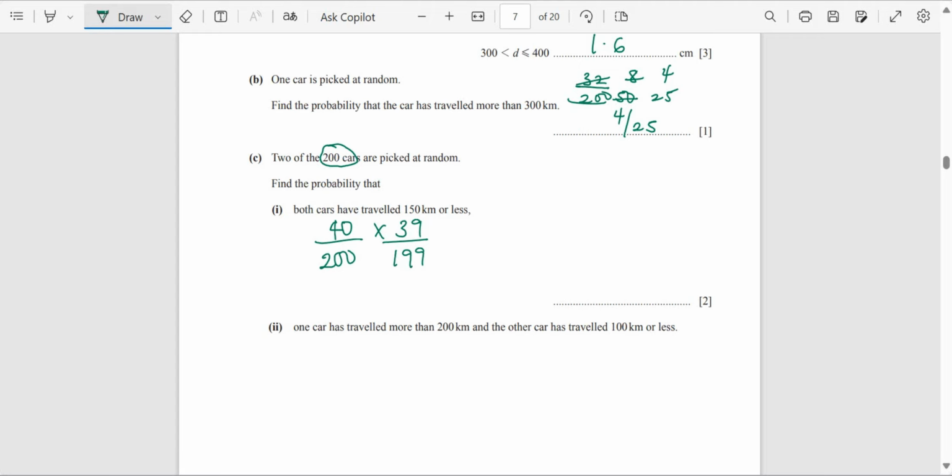There are times you need to apply knowledge of what would happen in real life situations. So when you multiply this, our answer would give us 39 over 995.